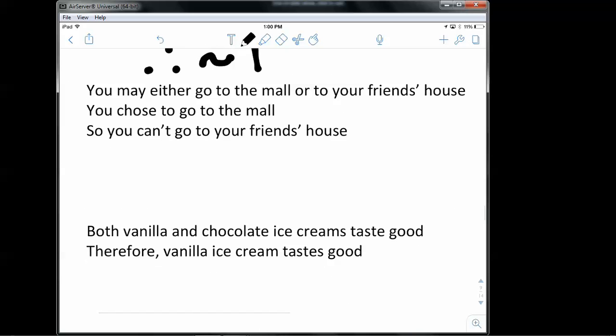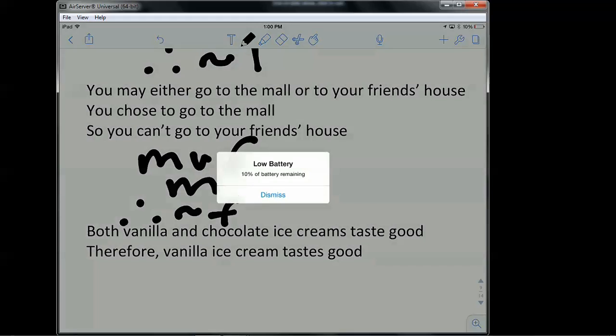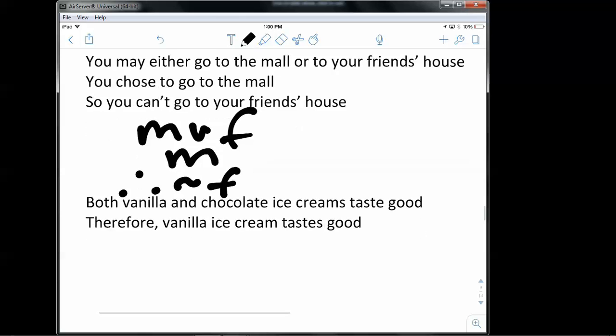You may either go to the mall or to your friend's house. So either M or F, friend's house. You chose to go to the mall, M. Therefore, M or F, M, therefore not F. Again, that is affirming an alternate.